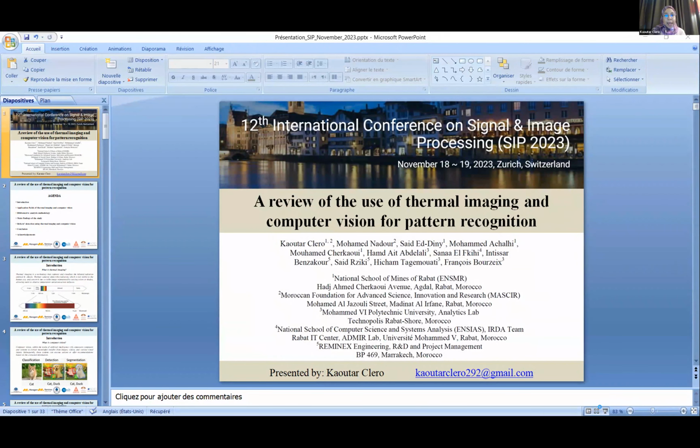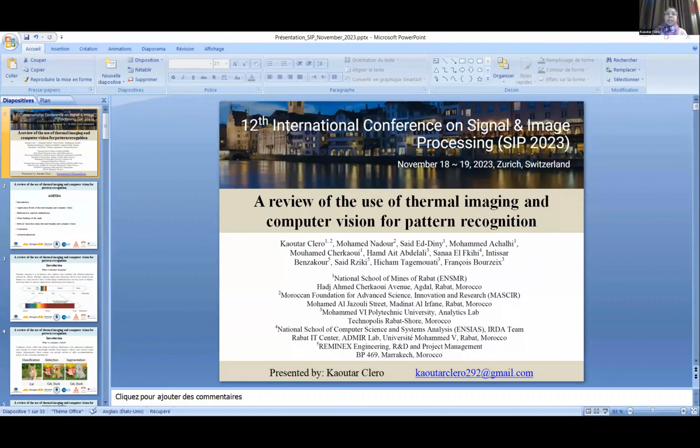to present to you today our research study, which concerns a review of the use of thermal imaging and computer vision for pattern recognition. In fact, I'm a PhD student and I'm working on a topic which is related to geotechnical safety in underground mines using thermal imaging and deep learning approaches and computer vision. So within the state-of-the-art phase, we established this review in order to see all the applications of thermal imaging and computer vision. So this is presented in this study.